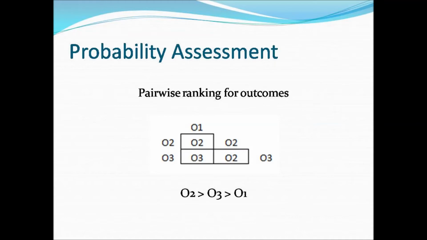Next, we did the exact same thing and pairwise ranked the outcomes. And as you can see, O2, outcome 2, had the highest chance of occurring, followed by O3, and then followed by O1.